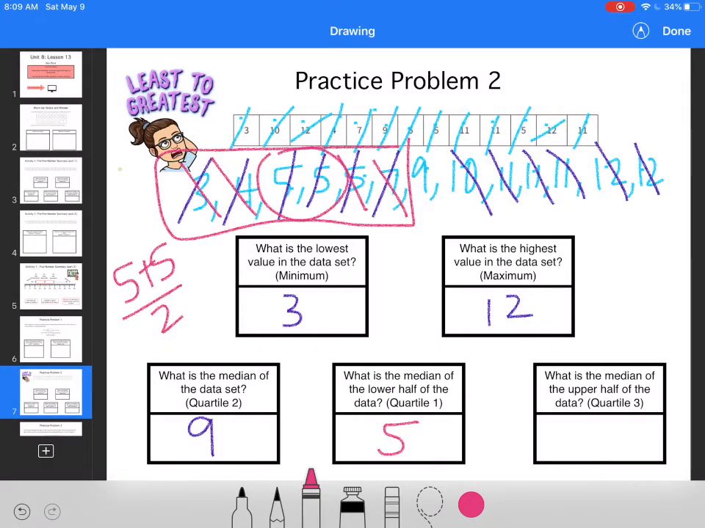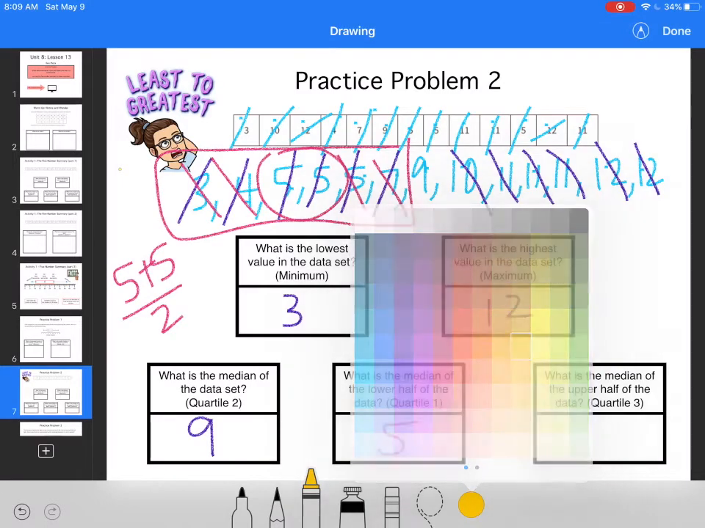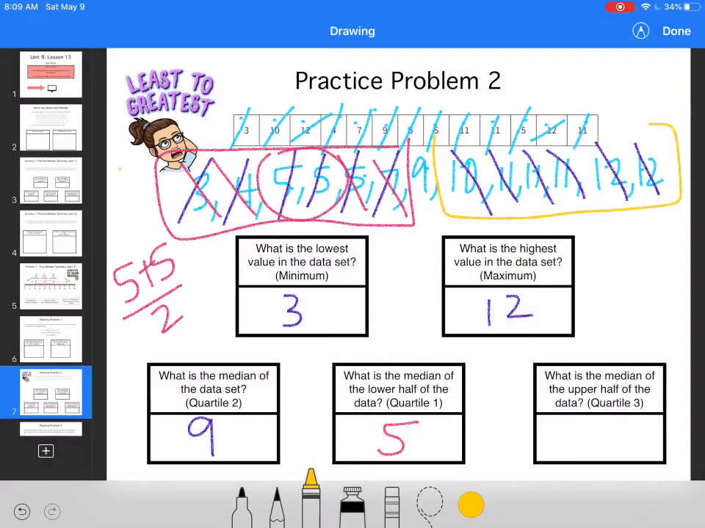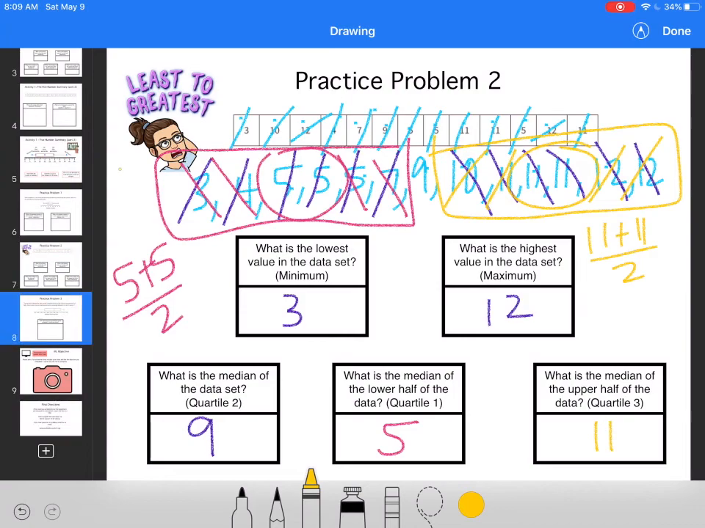Then I'm going to find the median of the upper half of my data. Two numbers in the middle, divided by 2, and I get 11. So there's my 5-number summary. Those would be the dots that I would plot to create my box plot.